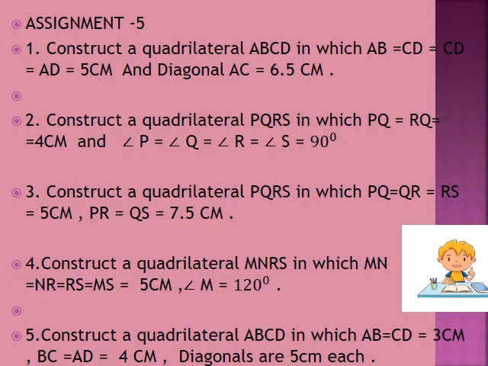Now in this assignment, some questions are given which are based on the special types of quadrilaterals. What you have to do is, according to the measurements given here, construct the quadrilateral and then write the name of that special quadrilateral. Is it a rectangle, square, parallelogram, or a rhombus? So take your geometry box and start drawing and constructing the quadrilaterals.